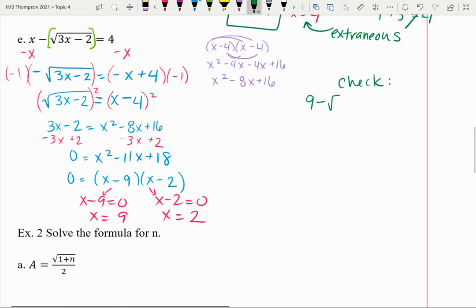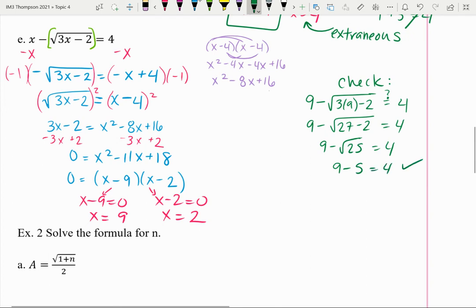So I've got 9 minus the square root of 3 times 9 minus 2. And I want to know, is that 4? That's the square root of 27 minus 2. See, that's 9 minus 5 is equal to 4. And that works out. So that one's good. And then we'll try 2.